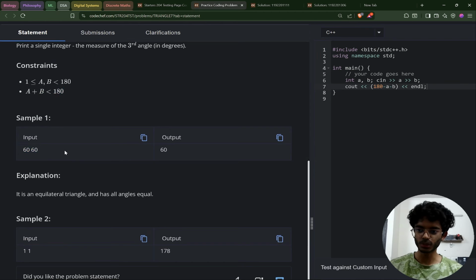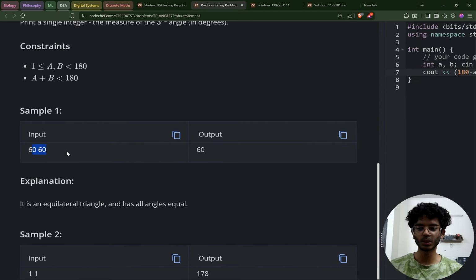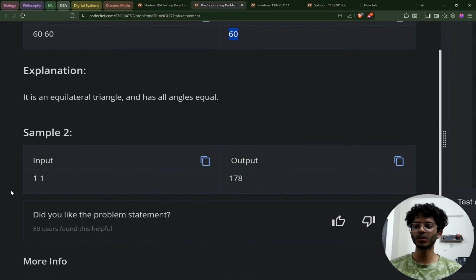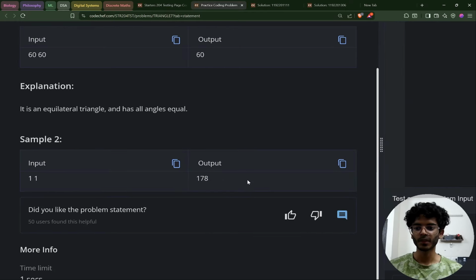In the first sample input, we are given 60 and 60 as the two angles. Now the third angle will be 180 minus 60 minus 60, that is 60 only. In the second sample input, we are given the two angles as 1 and 1. So in the output, we need to print 180 minus 1 minus 1, that is 178, which is the answer.